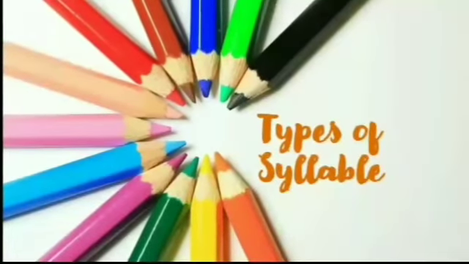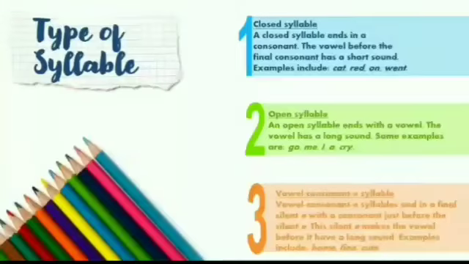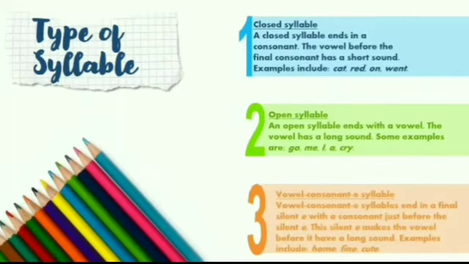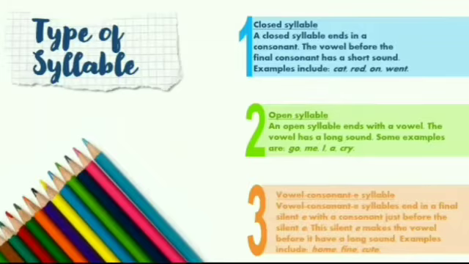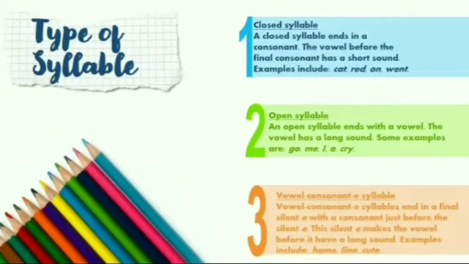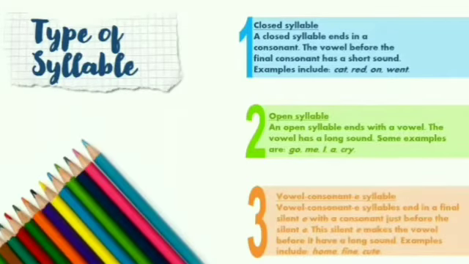There are 6 syllable types, and for the first is closed syllable. A closed syllable ends in a consonant. The vowel before the final consonant has a short sound. For example, cat, read, on, and went. And number 2 is open syllable. An open syllable ends with a vowel. The vowel has a long sound. For example, go, me, I, and cry.